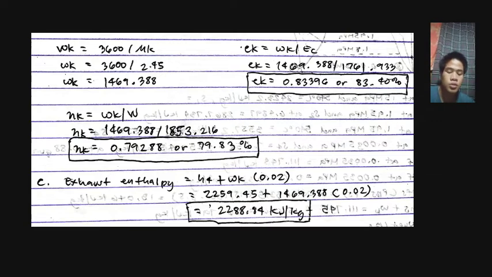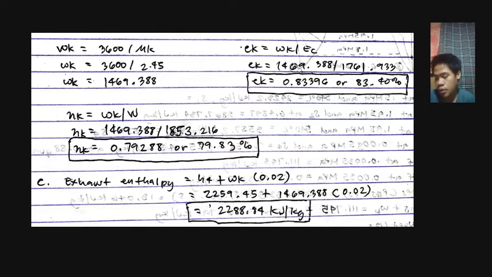Next, EK equals WK over EC. By substituting it, EK equals 1469.388 over 1761.933. By calculating it, EK equals 0.83396 or 83.4%.